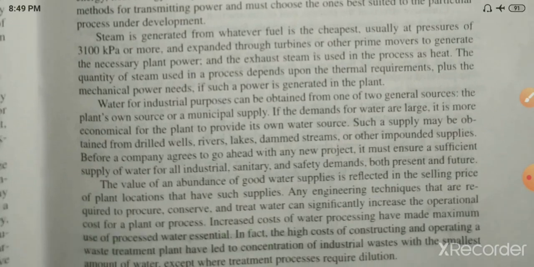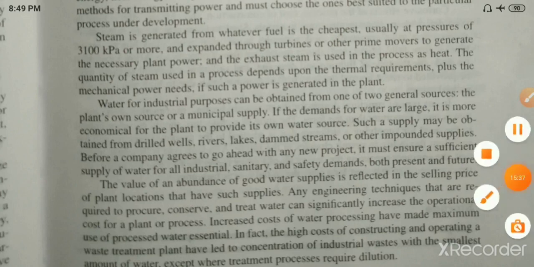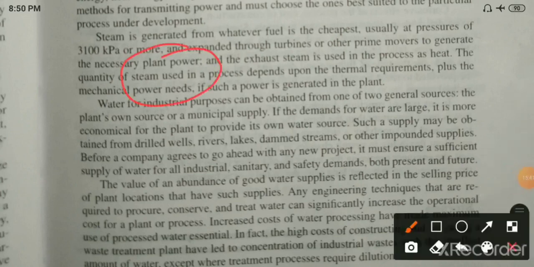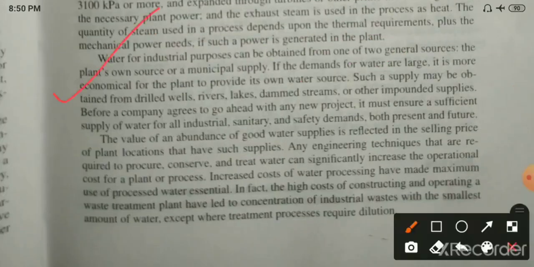Steam is generated from whatever the fuel is the cheapest, usually at a pressure of 3100 kilopascal or more, and expanded through the turbine or other prime movers to generate the necessary plant power. For this, steam is used in the power generation of the plant. Okay, there is one last point.